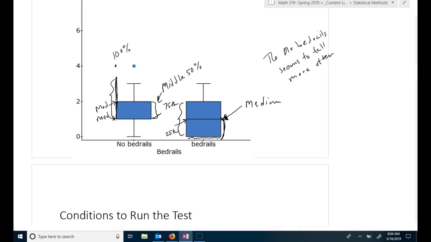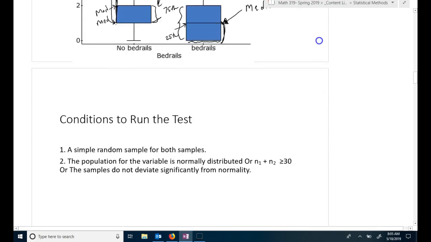All right, great. So there's our preliminary inspection. We looked at it and said, oh, it kind of looks like it. It's not great evidence, by the way. This is not fantastic evidence, but it leads us in a direction to say that the bed rails are effective.